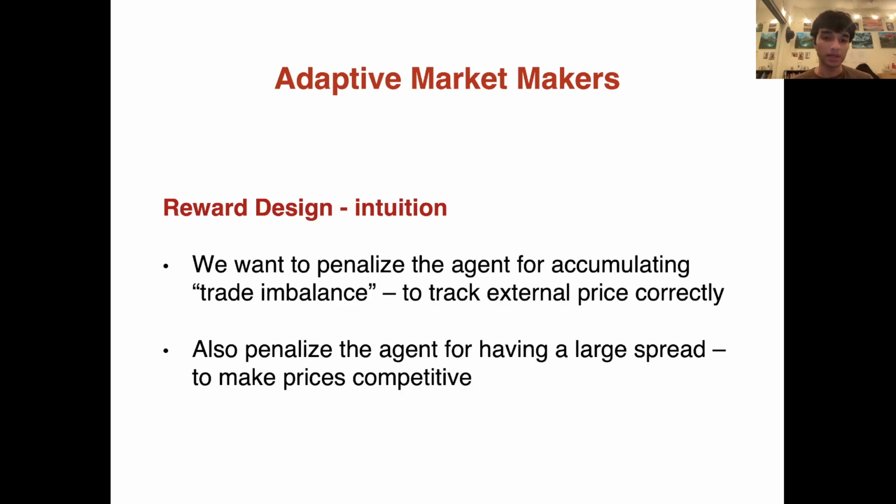market maker has been recommending an ask price that is below the external market, the market maker is going to accumulate a lot of buy trades. Conversely, if the market maker has been recommending the bid price as above the external price, then it will accumulate a lot of sell trades. We want neither of these things to happen, and this would imply we want to track the external price correctly by minimizing the trade imbalance.